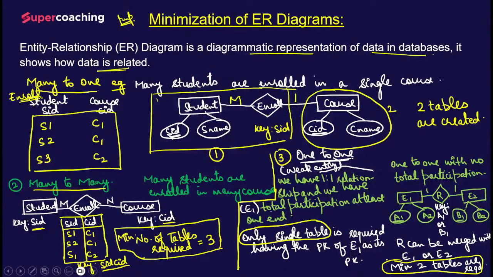Is this clear? So this is about the minimization of ER diagram. So there are basically three cases: one-to-one, one-to-many, or many-to-one, or many-to-many. So here are the different cases for the minimization. I hope that there is no doubt.